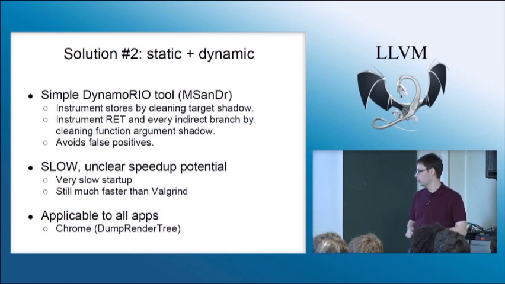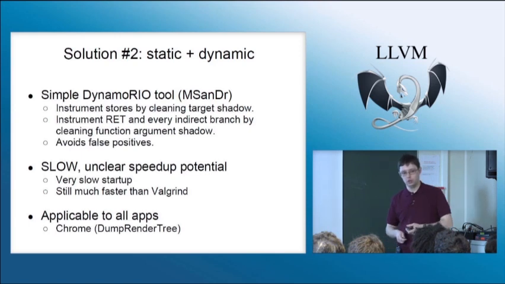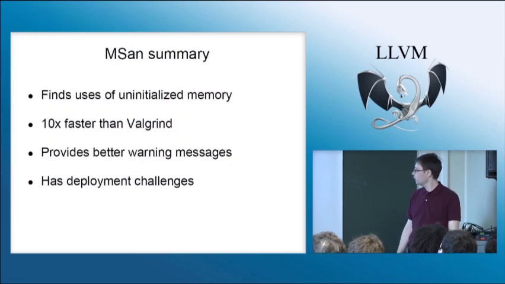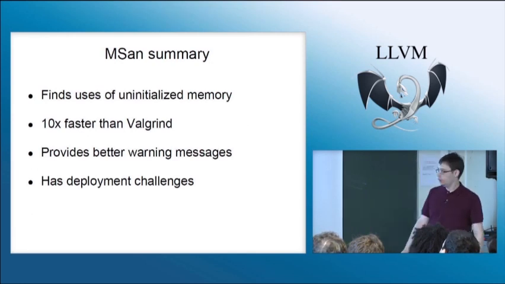For example, we were able to run the entire Chrome browser on it, and remarkably, as Chrome is mostly I/O bound, we've seen roughly 30% slowdown, I think, on that. So it's even usable. So that's roughly what MSan is about.